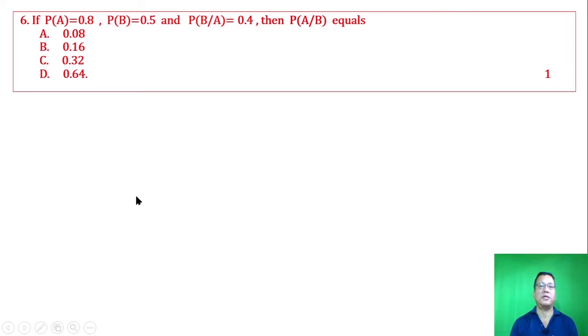Next, question number 6. If P of A is 0.8, P of B is 0.5 and P of B by A is 0.4, then P of A by B equals? Probability of A given B equals?